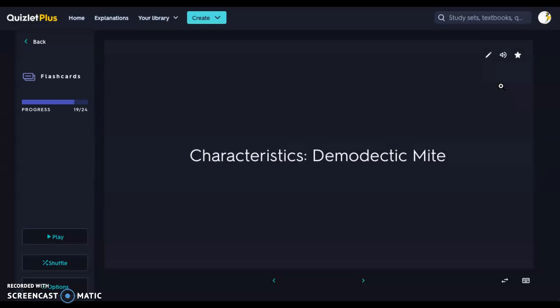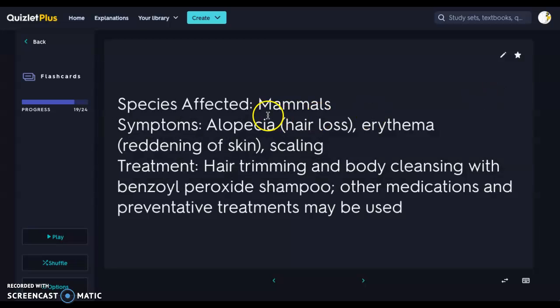Next, we have Demodectic mites. So Demodex is often what we call these. Demodectic mites are going to affect mammals, so they can travel between species. Symptoms are alopecia or hair loss. You also can have erythema, which is reddening of the skin, and scaling, which is kind of a dryness almost looking to the skin.